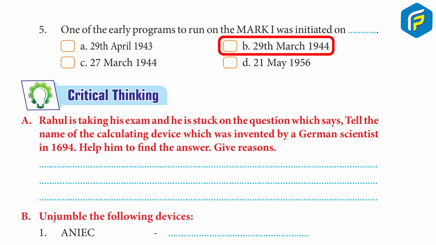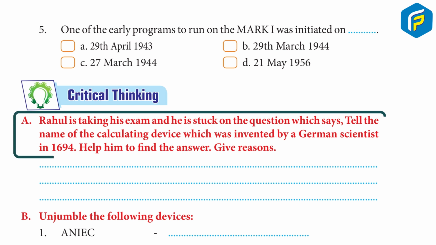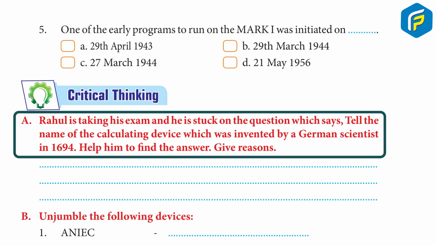29 March 1944. Critical thinking. A. Rahul is taking his exam and he is stuck on the question which says, tell the name of the calculating device which was invented by a German scientist in 1694. Help him to find the answer. Give reasons. Answer: the German scientist Gottfried Wilhelm Leibniz created the stepped reckoner, sometimes referred to as the Leibniz calculator, in 1672 and finished it in 1694.